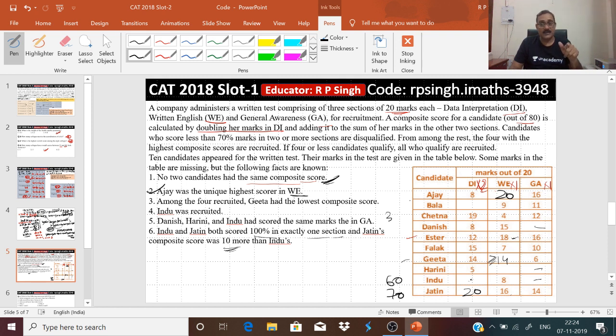So it means Indu का score DI में 20 नहीं है. It means definitely Indu का score GA में 20 है. And if Indu scores 20 here, तो ये भी 20 हो गया, ये भी 20 हो गया, ठीक है. So definitely it is 28 out of 60. 60 minus 28, if I write, I got 32, right? And half of this, because double होके add हुआ, so definitely it is 16, right? So 32 and 8, 40, 40 and 20, 60.